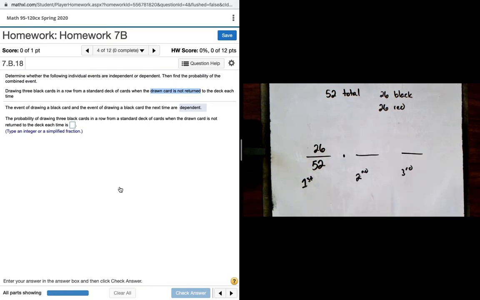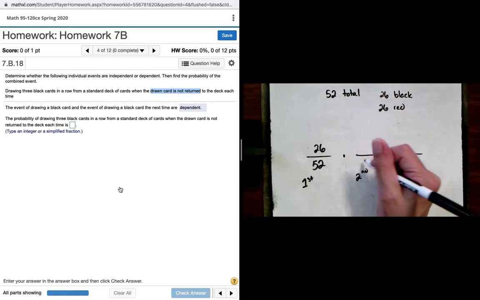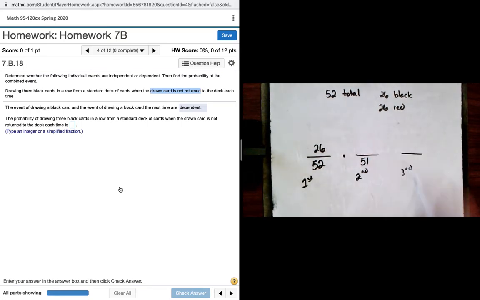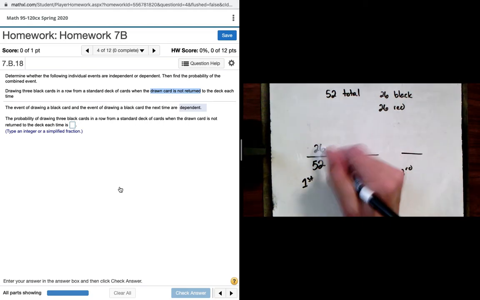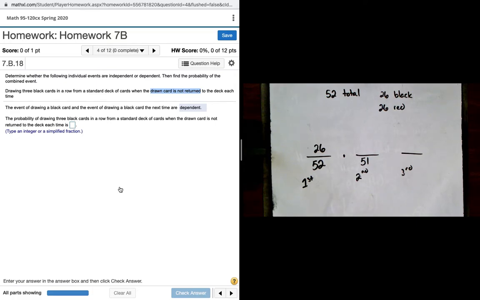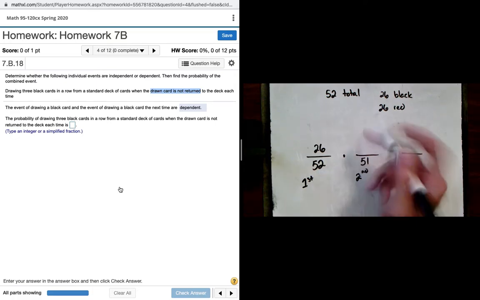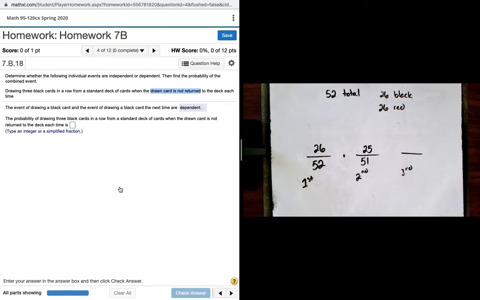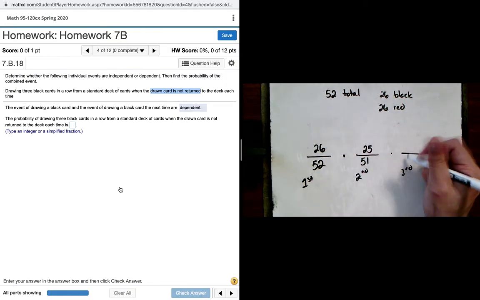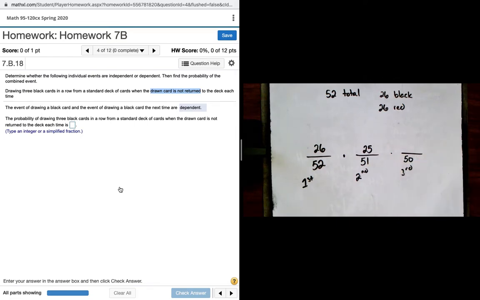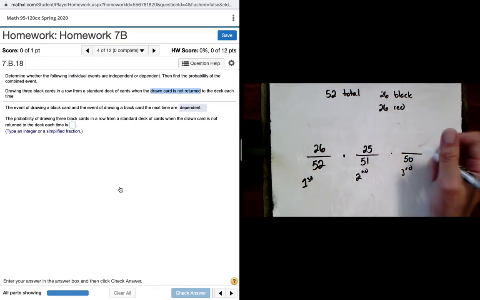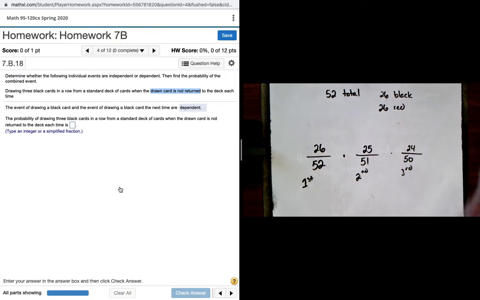Then in the second draw, I've chosen a black card, so my denominator is going to decrease by one. And my numerator is also going to decrease by one, because I had 26 black cards to choose from and I took one of them in the first choice. Now I only have 25 left. And then lastly, in the third choice, I have 50 cards to choose from, and 24 of them satisfy what I'm looking for. So I'm going to multiply all of these values together.